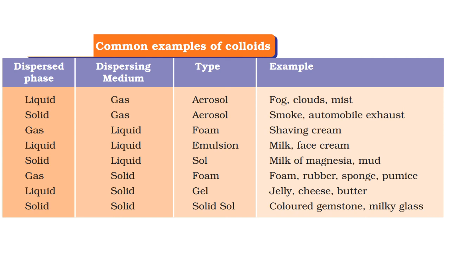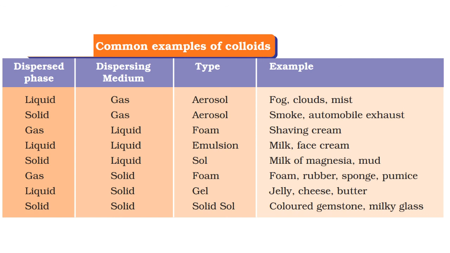Next one, emulsion. An emulsion is a colloid in which minute droplets of one liquid are dispersed in another liquid which is not miscible with it. Examples of emulsions are milk, butter and face cream. Sol. Sol is a colloid in which tiny solid particles are dispersed in a liquid medium. Examples of sol are milk of magnesia, mud, ink, soap solution, starch solution and moist paint.